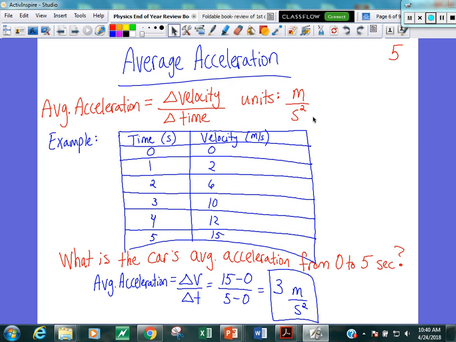To help us remember, I've got an example problem. And again, for our example problem, we need a table. Again, this is a 2-column table with 7 rows. For the left column, I want you to title it time in seconds. So we're starting at 0 seconds and going 1, 2, 3, 4, and finishing at 5 seconds. The second column, I want you to title it velocity and put meters per second in parentheses because that's the units. We're starting at a velocity of 0, then going to 2, 6, 10, 12, and final velocity at 5 seconds will be 15 meters per second.